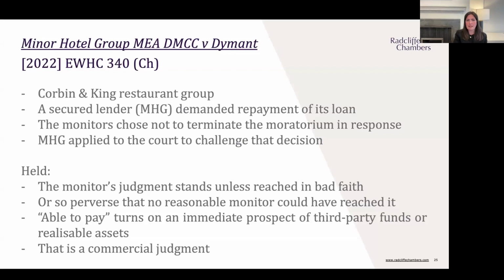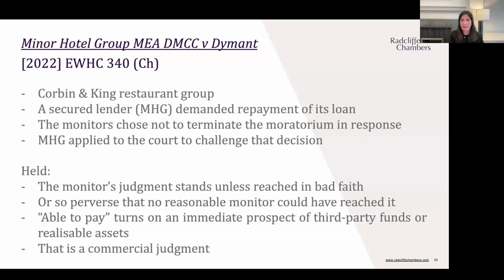The monitor's judgment stands unless reached in bad faith, so it's a pretty high threshold, or where it's so perverse that no reasonable monitor could have reached it. Ability to pay turns on an immediate prospect of third-party funds or realisable assets, but that's a commercial judgment, the court says.